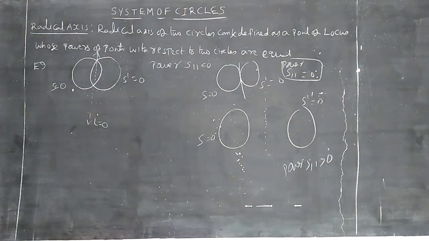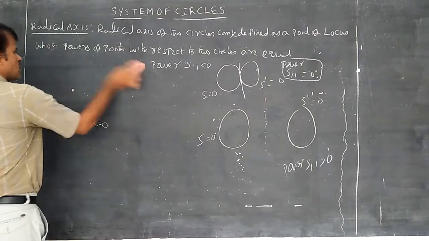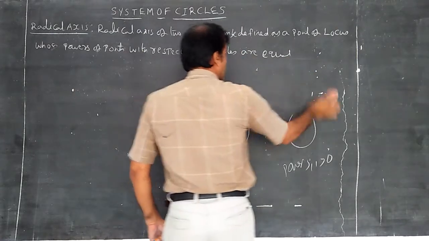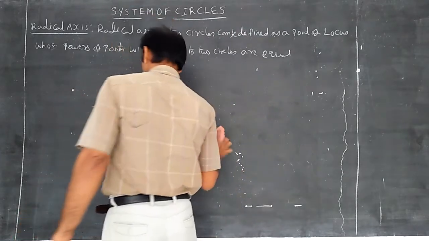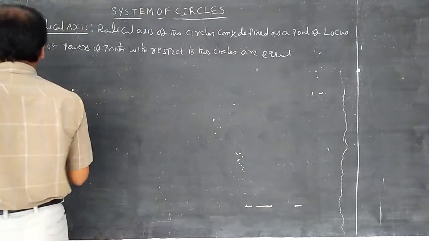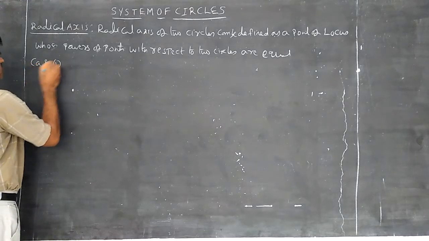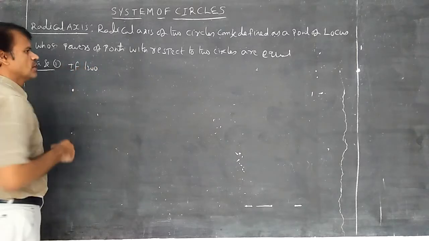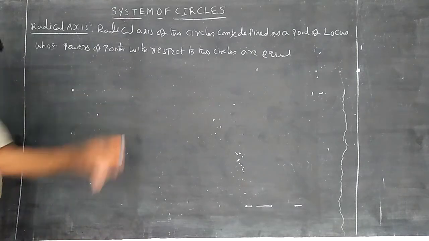Let us discuss the equation of radical axis and the procedure. So what is radical axis? Whether it is a line or a curve or anything like that, we can get the equation of radical axis. Now, case 1 I am writing. Let us discuss the equation of radical axis in case 1, case 2, case 3.